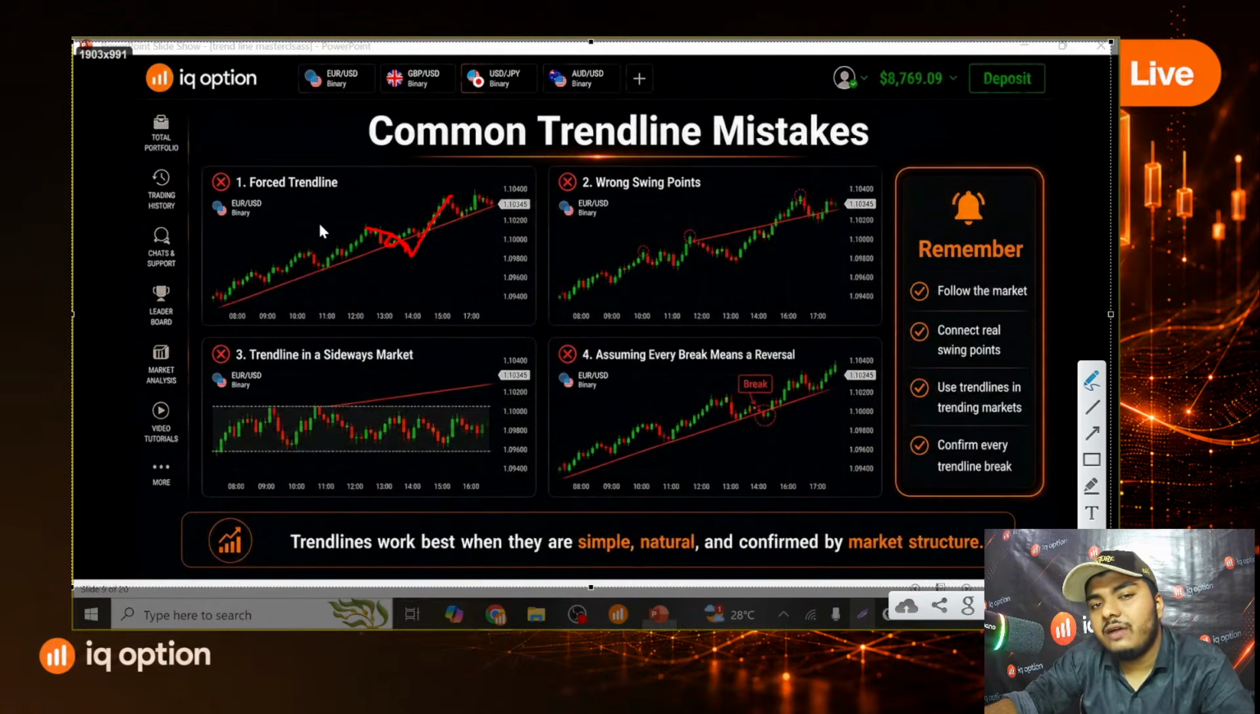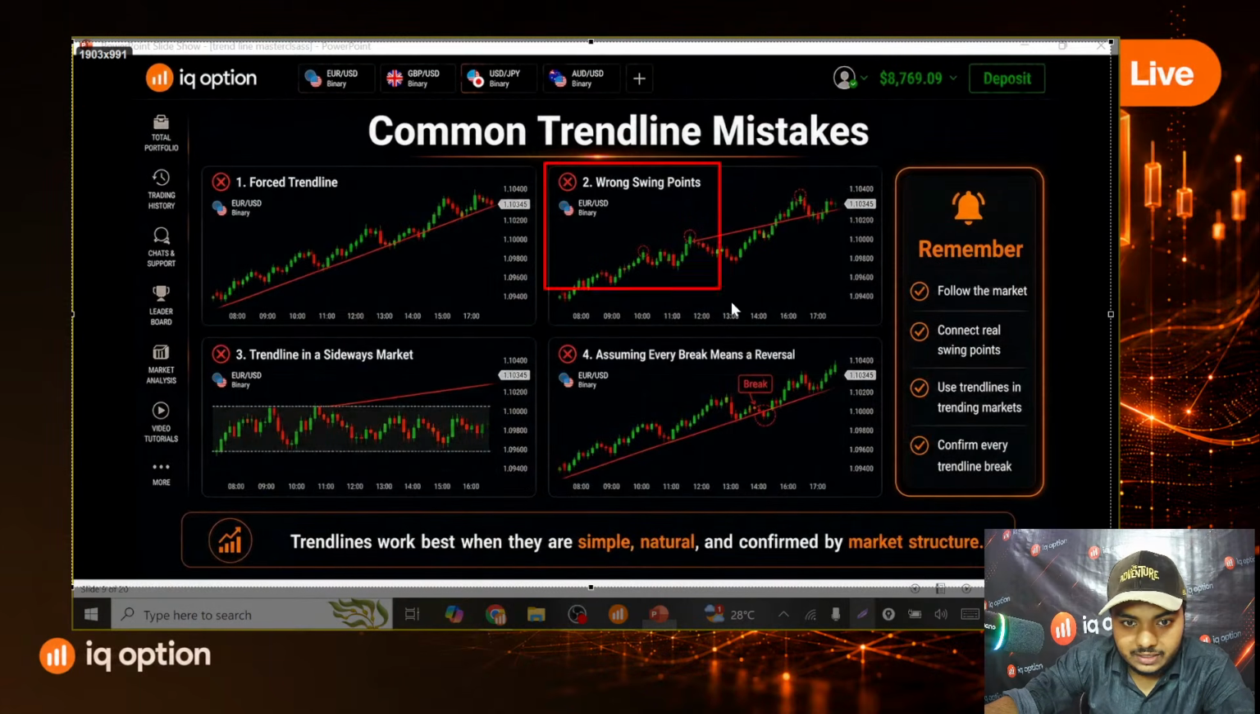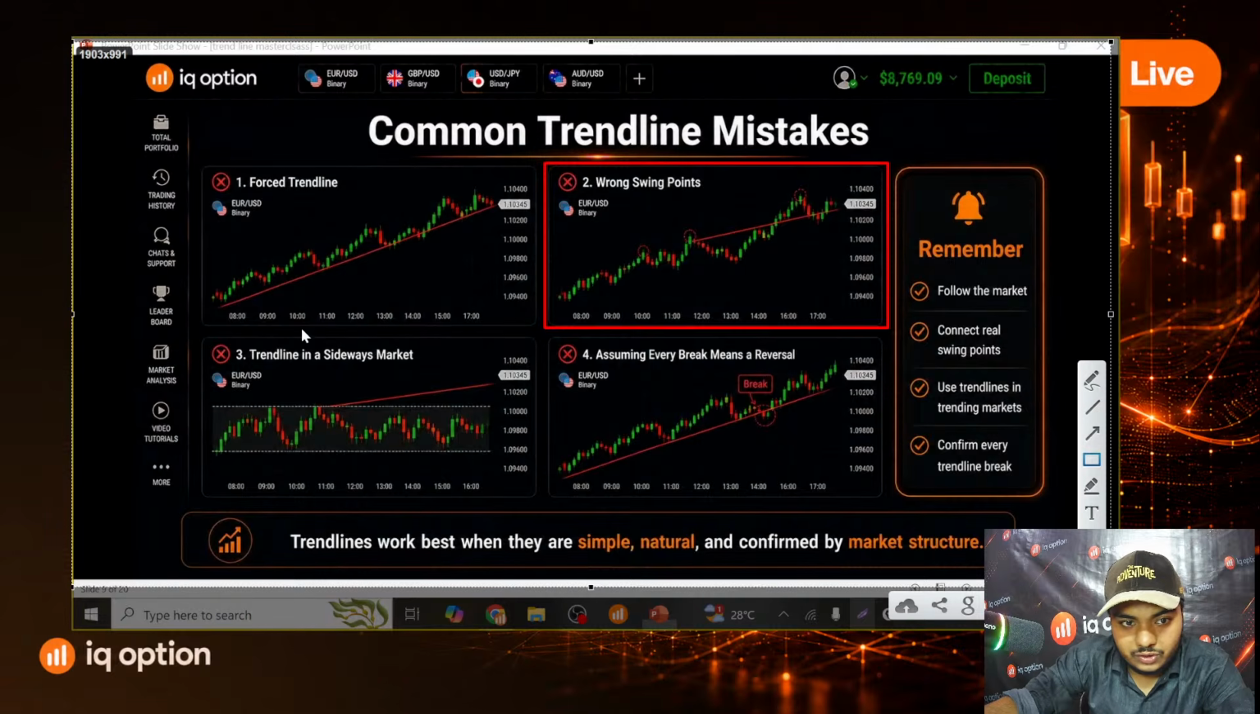So the market loves to give you a trap. Always the market wants you to fall in a trap. So always try to avoid this kind of forced trend line, so that you get the full picture of the market and do not make these kinds of mistakes again. The second mistake is connecting random candles instead of important swing points. This is just a drawing.